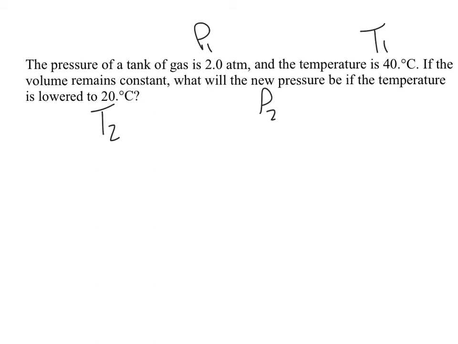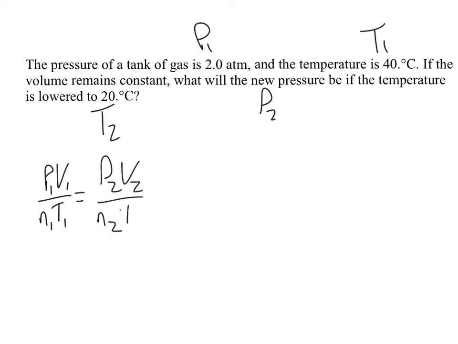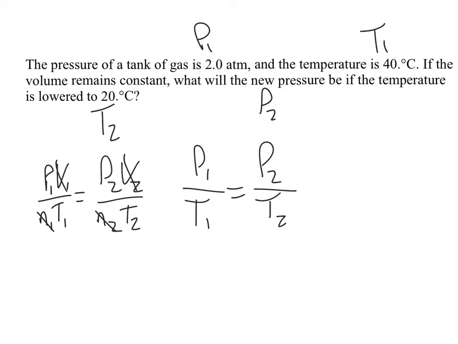We're going to start, as always, with our combined gas law. P1 V1 over N1 T1 equals P2 V2 over N2 T2. I don't give you any volumes, so you can scratch those out. I don't give you any number of moles, so you can scratch those out, which gives you your formula P1 over T1 equals P2 over T2. This is why having that understanding of the combined gas law is very, very helpful, because it lets you start there from the big formula and always reduce it down to a more manageable size.